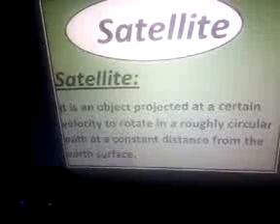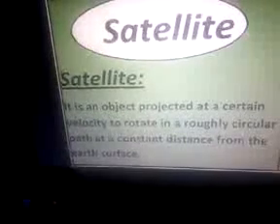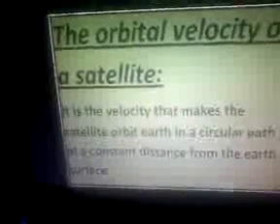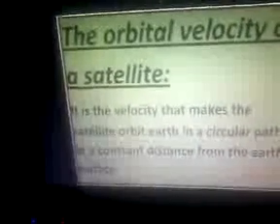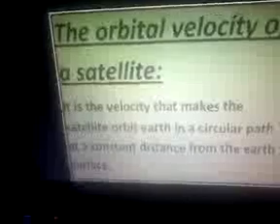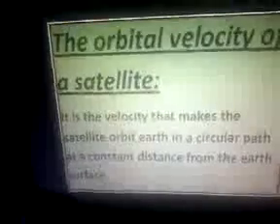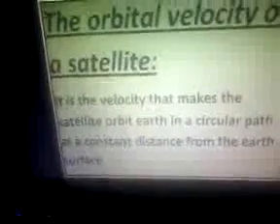That is a satellite. So, a satellite can be defined as an object projected at a certain velocity to rotate in a circular path at a constant distance from the Earth's surface. And this velocity is known as the orbital velocity. So, the orbital velocity of a satellite can be defined as the velocity that makes the satellite orbit Earth in a circular path at a constant distance from the Earth's surface.